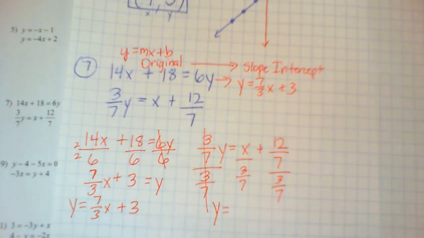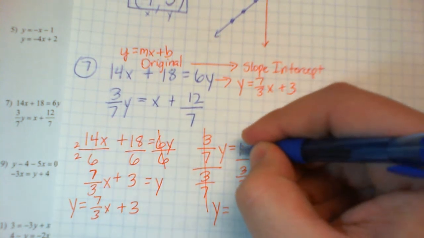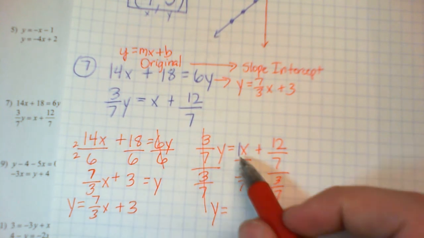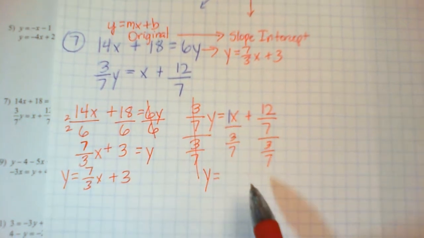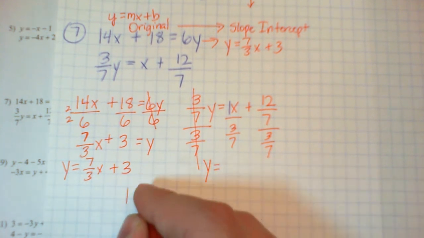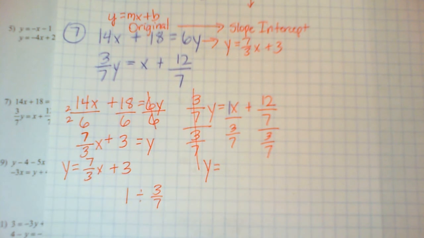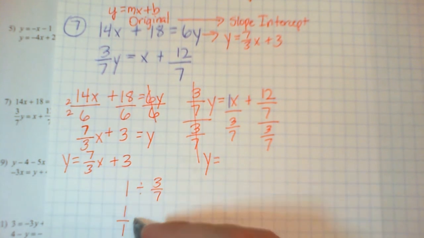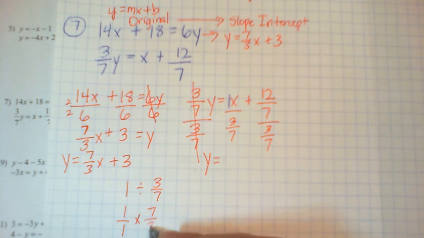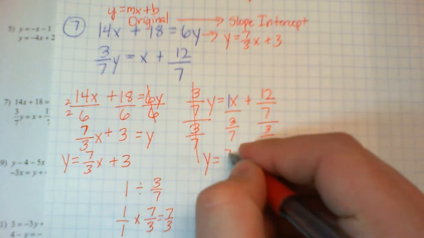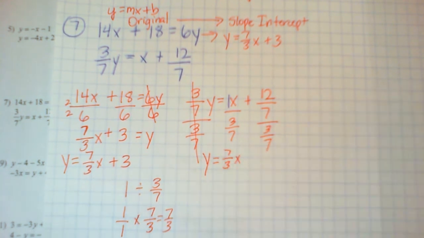So we all know that there's an imaginary 1 there, because 1x is the same as x. So what we're asking ourselves here is 1 divided by 3 sevenths. It may help you to look at this problem like this, 1 divided by 3 sevenths. So then you bring the first term down, so you have 1 over 1. You change the sign and you do the reciprocal. So this becomes 7 thirds. So 1 divided by 3 over 7 will become 7 over 3x.